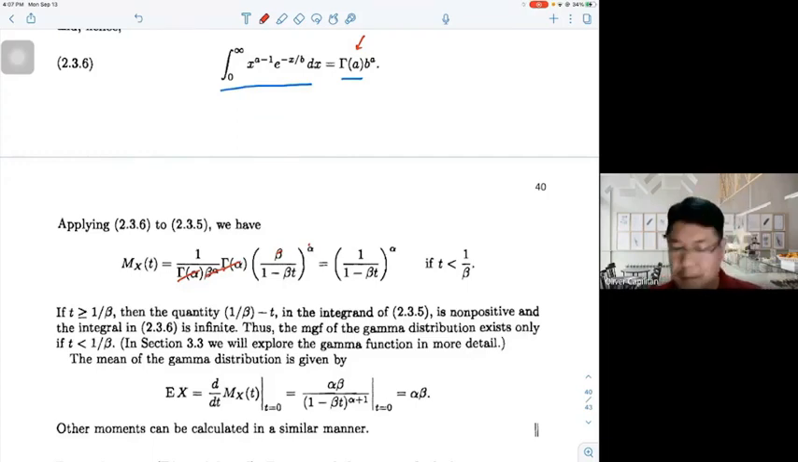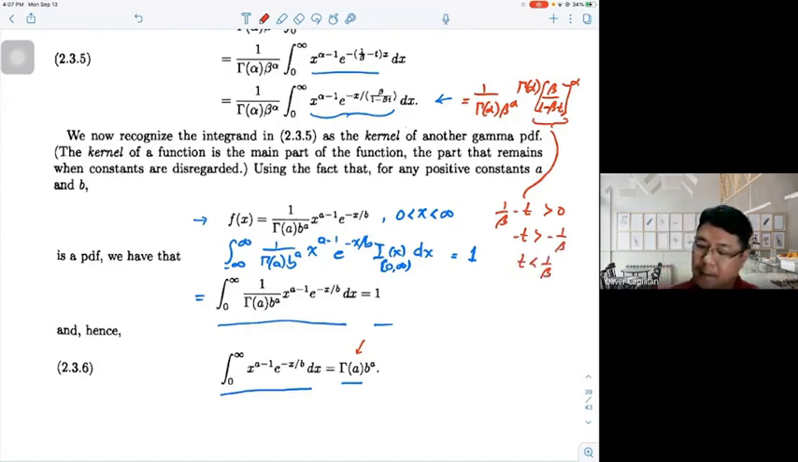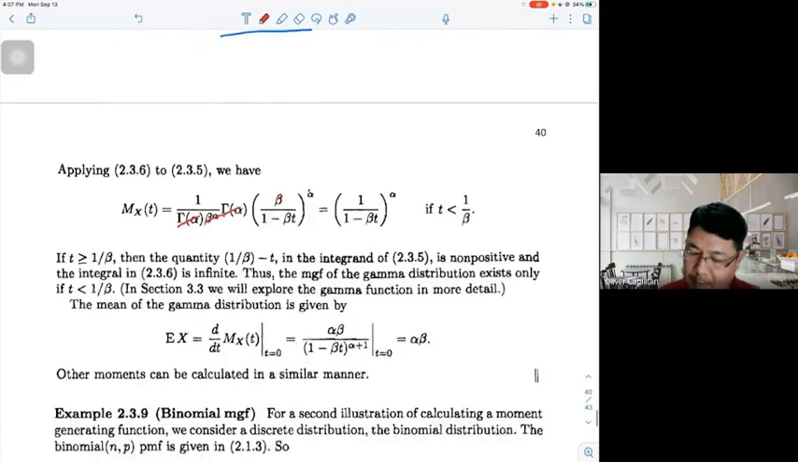Ito part na to. Pwede naman yan siya ma-express, no? Pwede naman siya ma-express as 1 over beta minus t. This should be greater than 0. So we have negative t greater than negative 1 over beta. So t should be less than 1 over beta. Okay, so that's why we have here, t should be less than 1 over beta.